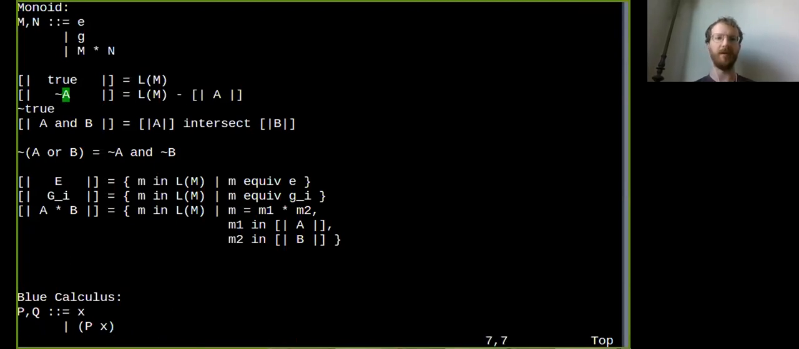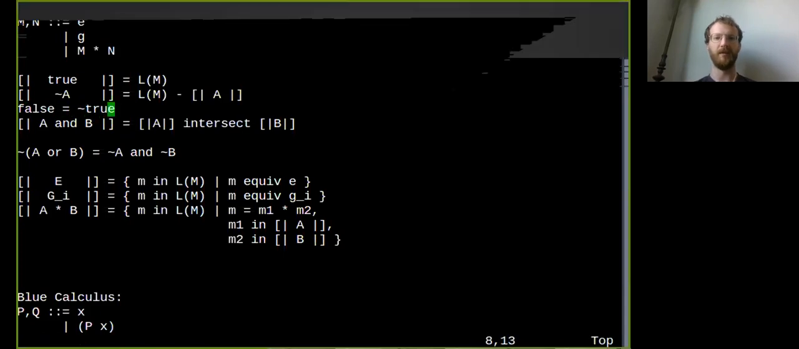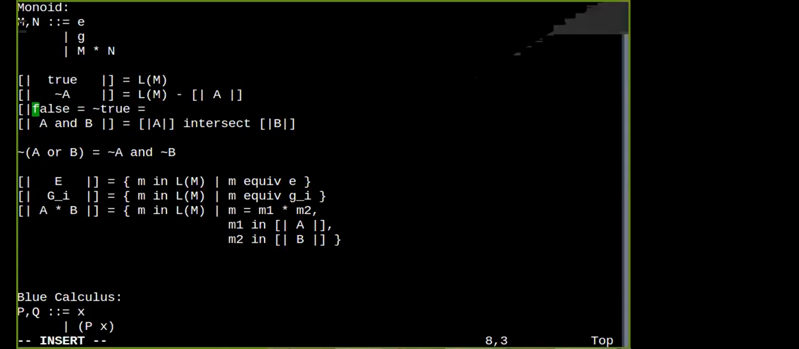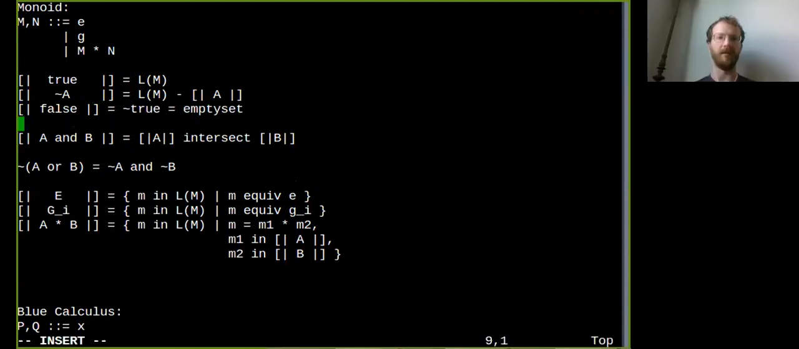So we can get false out of the rules that we have so far, because false equals not true. So what is the meaning of false going to be? Just the empty set. Right. The meaning of false equals the empty set. And then if we have two statements and we AND them together, we just get the intersection. And by De Morgan's, we can get the OR as well.